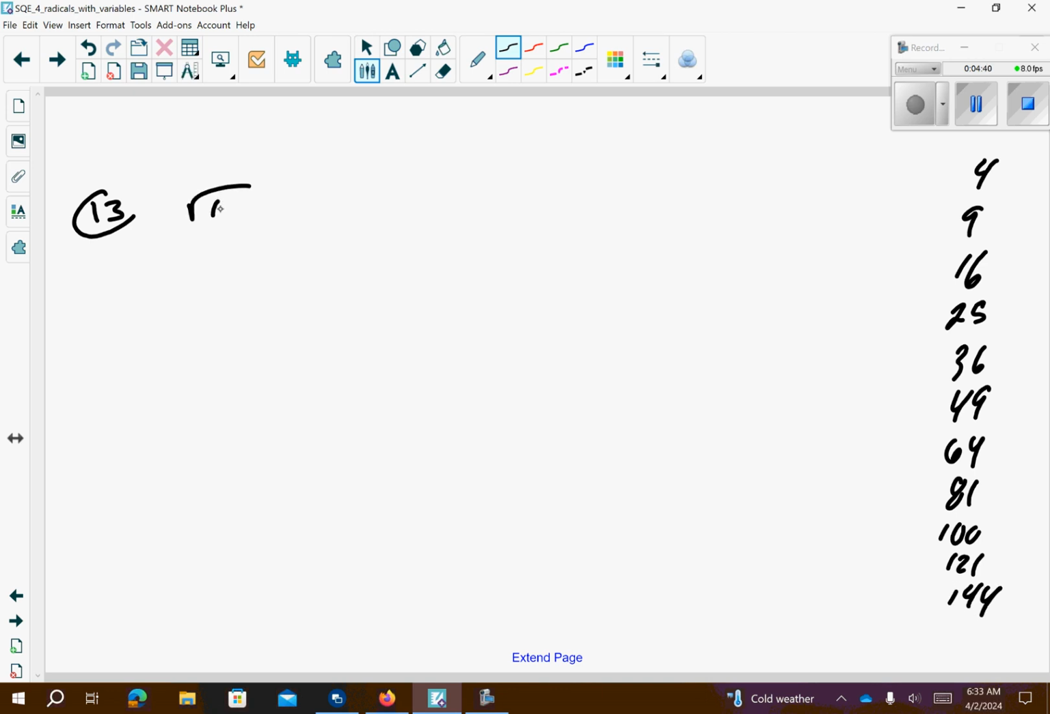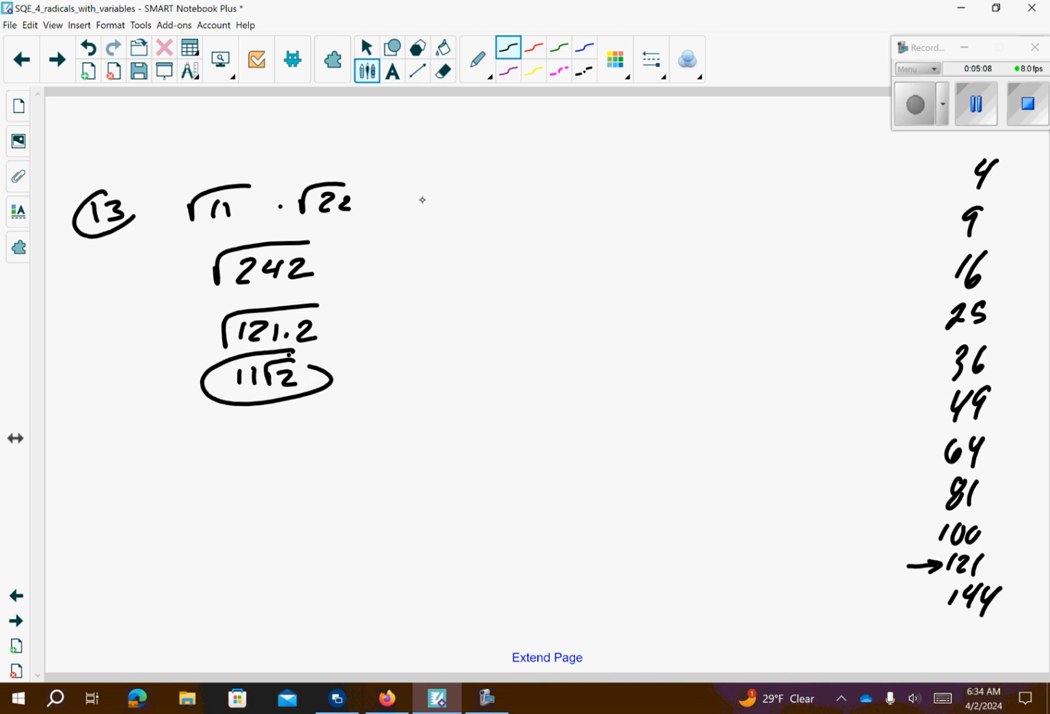So 13 is root 11 times root 22. Okay, so if I multiply those together, I'm going to wind up getting, let's see, is that 242? Yeah, 242 if you multiply it, which 242 is off our list, but 121 works. So that's 121 times 2, which is 11 root 2, because square root of 121 is 11. Number 14, I get 2 root 6 times 4 root 12. Let's multiply outside first. So 2 and 4 multiply to give me 8, and 6 and 12 multiply together to give me 72.